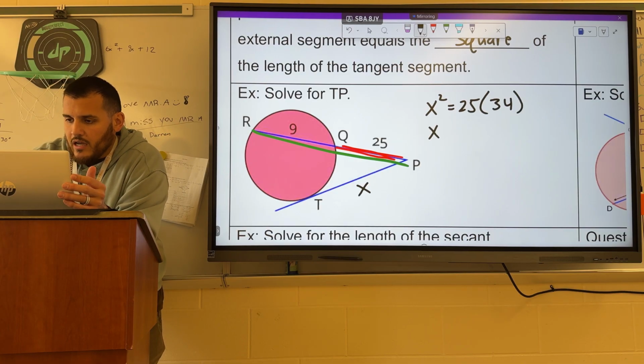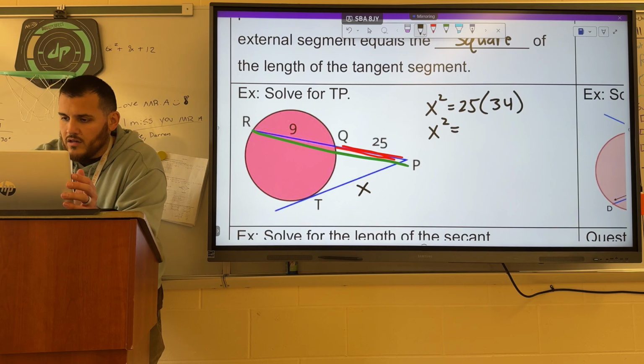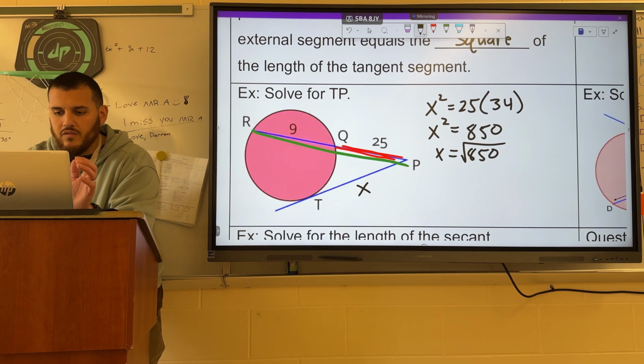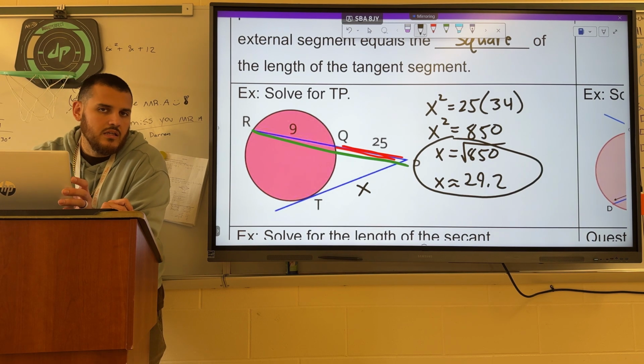And then we're just doing algebra from there. 25 times 34 is 850, which means x would equal the square root of 850, which is about 29.2 when rounding to the nearest tenth.